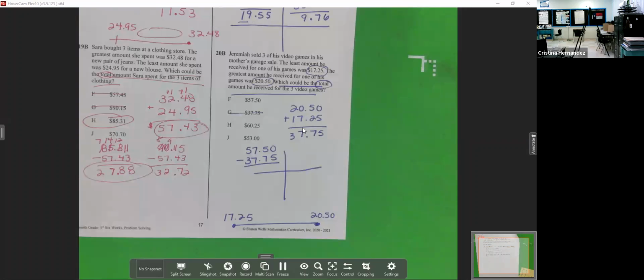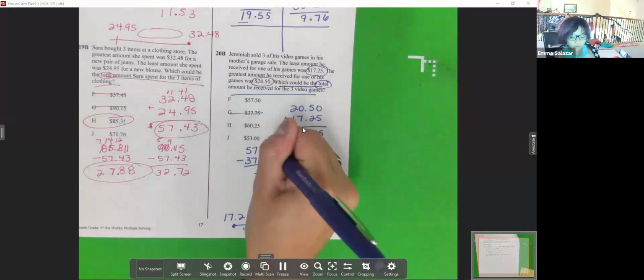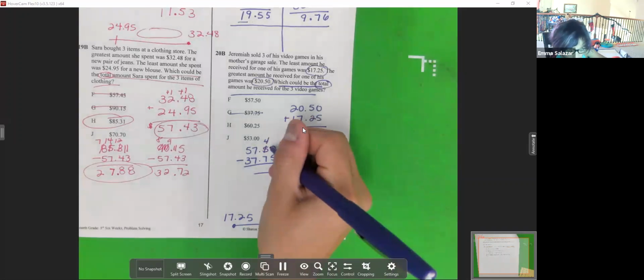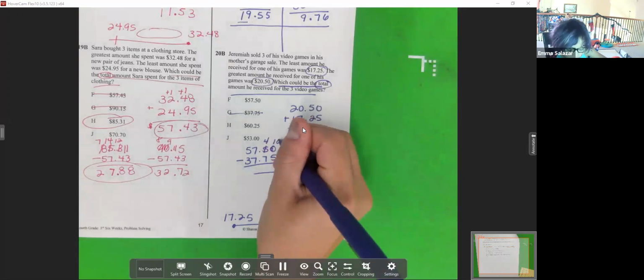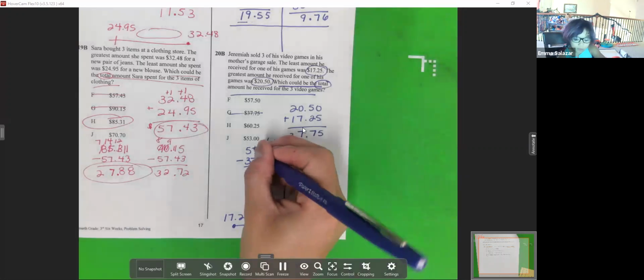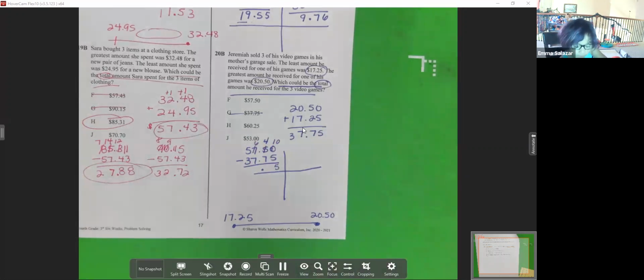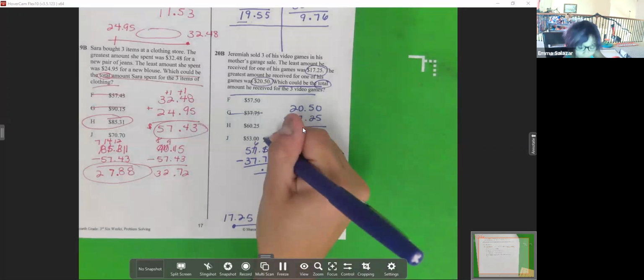What do we get when you subtract them? Well, 0 minus 5, you can't do that. So we take away from the 5, and that turns into a 4, and the 0 turns into a 10. And 10 minus 5 is 5. And then we can't do 4 minus 7, so we take away from the 7, and that turns into a 6. And the 4 turns into a 14.